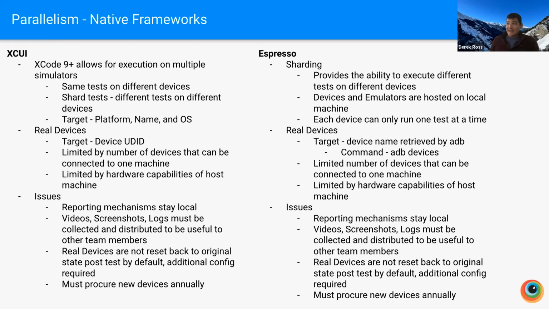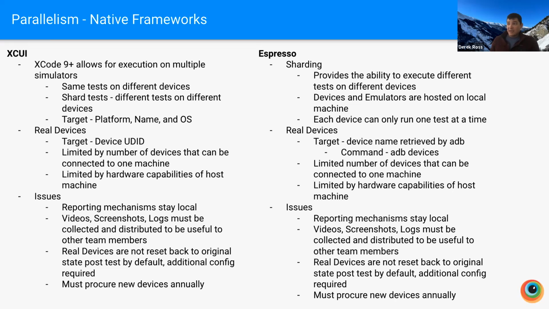With Espresso, sharding is definitely built in, and you have the ability to specify which test classes or packages that you want to run on each device. It provides the ability to execute on different devices, and you can run devices or emulators locally on your machine. You can only run one test at a time on each device in serial, and so you're limited by the amount of devices and emulators that you can run on that machine. The way we target those is we get a list of connected machines on our device, so we can run the command adb devices, and that's going to give us a list of emulators and real devices connected to Android Studio and allow us to name those as we're running our test.